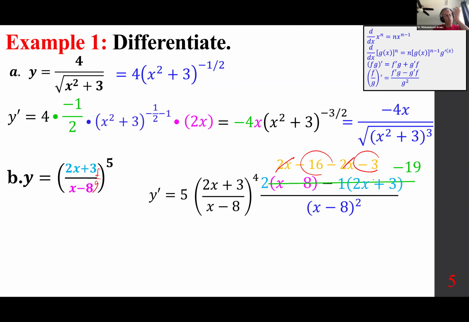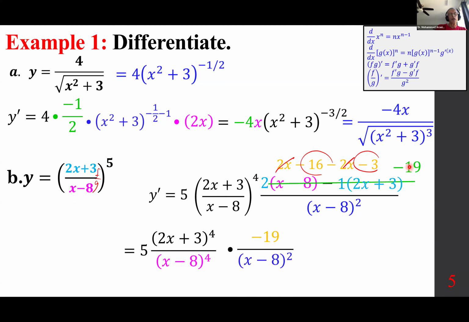To make sure everybody understands what we are dealing with, we are going to rewrite this one as 2x plus 3 to the power 4 over x minus 8 to the power 4. And this one, of course, we just write it. Now 5 times negative 19, negative 95, 2x plus 3 to the power 4. And these two, when you multiply them, x minus 8 to the power 4 plus 2. And that's the final answer.